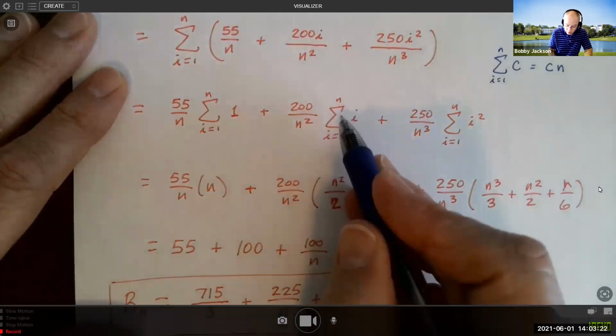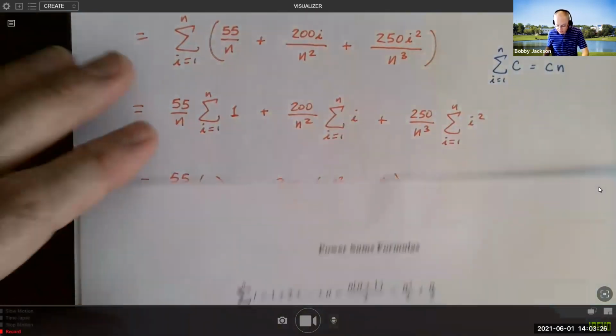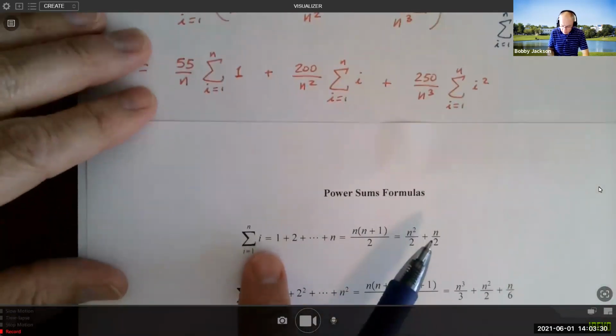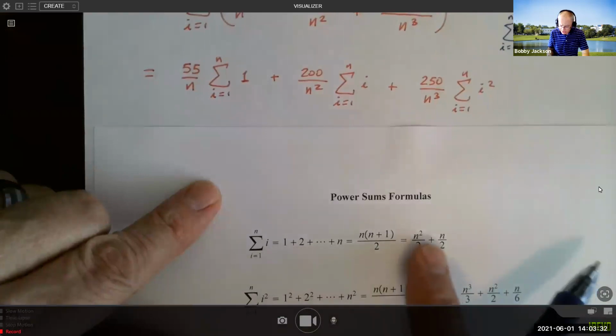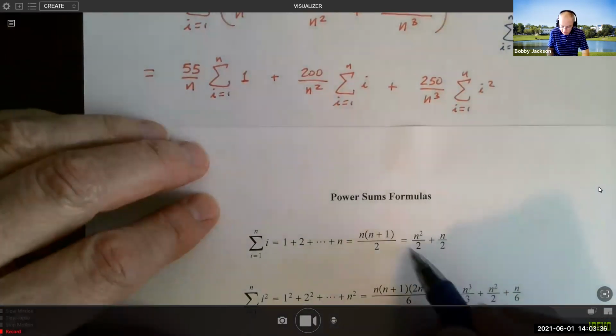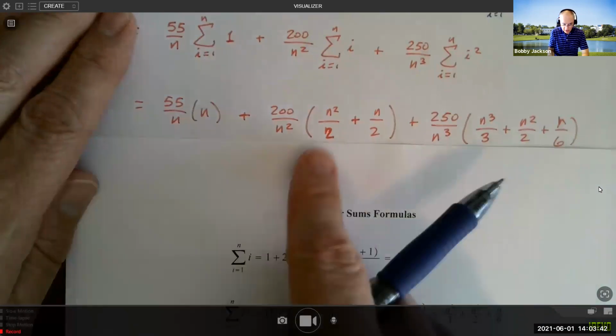Over here, what do I do? Well, the sum i equals 1 to n of i, here's the power sum formulas which you will be given. So I'm just going to replace it. And I'm going to use this second one. You could use this one here, but algebraically, I just prefer the second one myself. It just makes life easier for me. So I'm going to plug that in for the sum of i. That's what I've done right here.